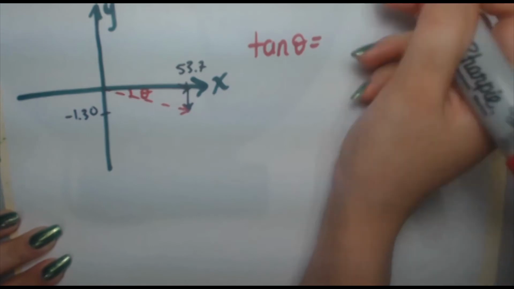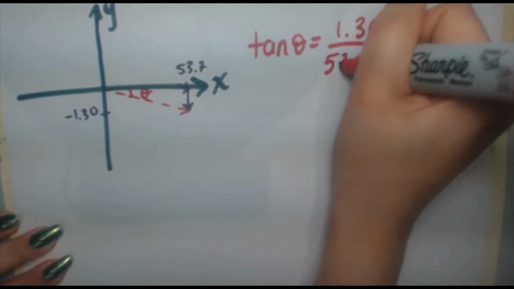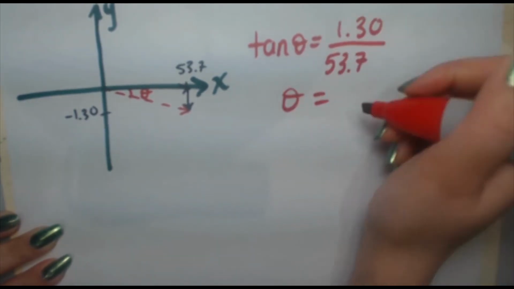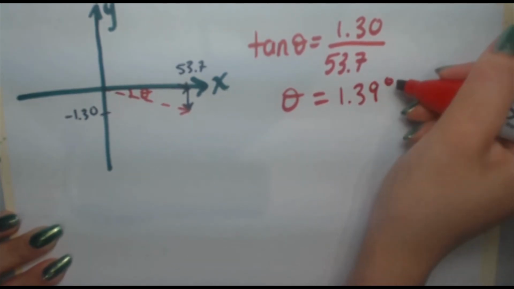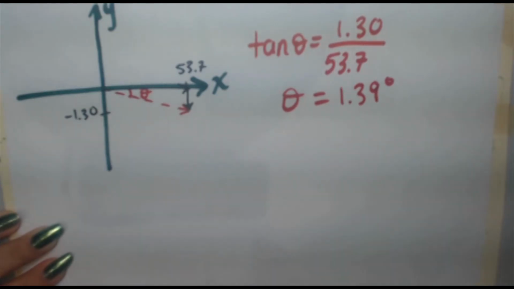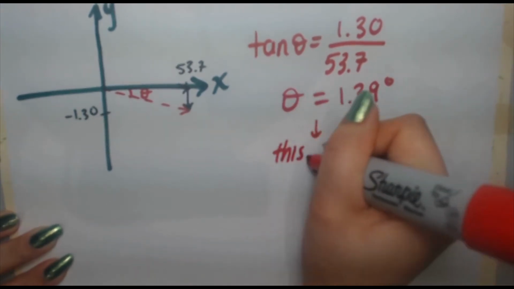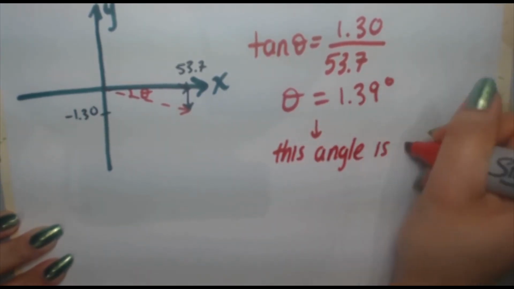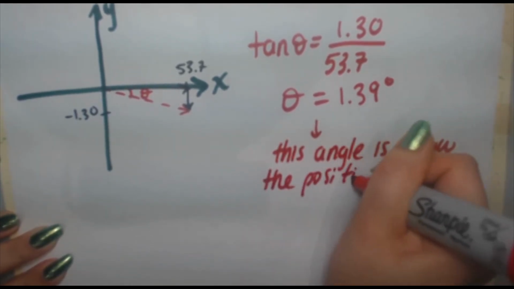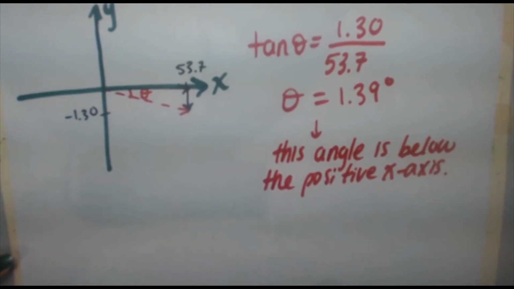So tan theta is equal to opposite, which again, remember I'm not putting in the signs, 1.30 divided by 53.7, and when you take the inverse tangent of this quantity, you're going to get 1.39 degrees. And based on the picture, you can see that this angle is below the positive x-axis. Just something to make a note to yourself.